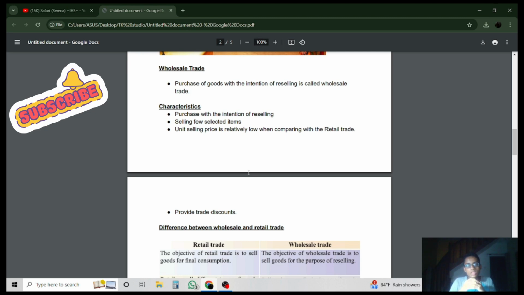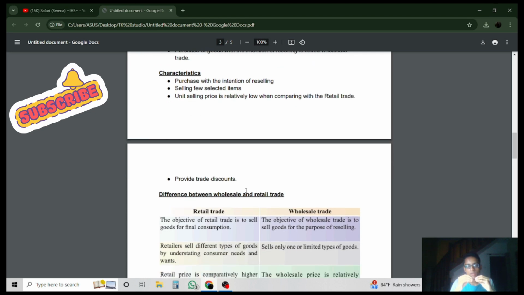Then we have unit selling price, which is relatively low when compared with retail trade, right? That means, for example, when I buy a mobile phone from retail trade, it may cost like 2 lakhs. But if I take the same mobile phone from wholesale trade, it will be like 1.5 lakhs. You can understand the difference here, right? They also provide trade discounts. When we buy large stock from wholesale traders, they give us 5 to 10% discounts, right?